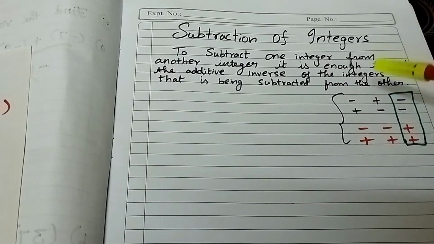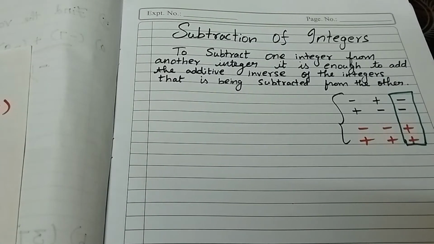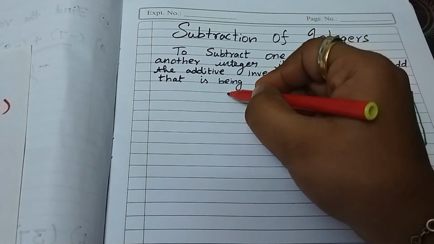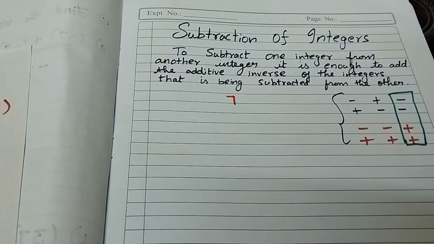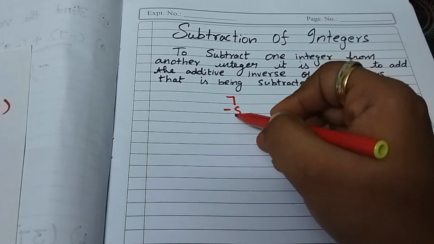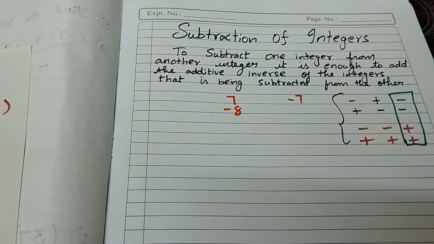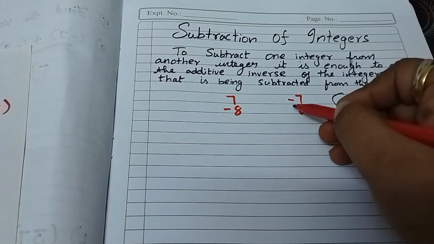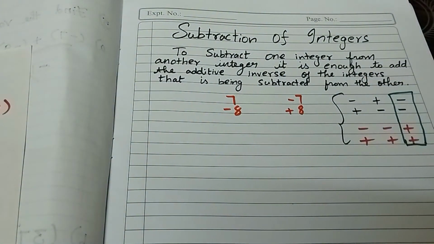Before moving into the definition, you have to know what the additive inverse is. Now I am writing the number 7 here. What is the additive inverse of 7? It is negative 7. Minus 8. What is the additive inverse of minus 8? It is positive 8. So you are changing the sign to the opposite sign.